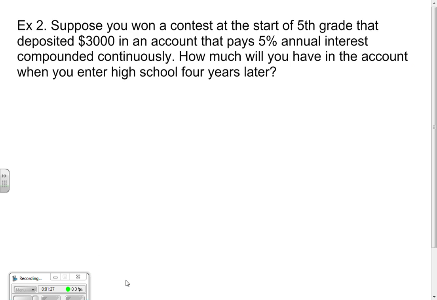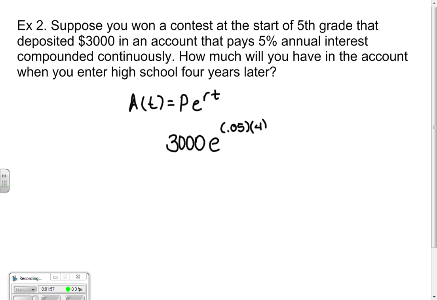Suppose you won a contest at the start of 5th grade that deposited $3,000 in an account that pays 5% annual interest compounded continuously. That compounded continuously means we need to use the formula that has P times e to the RT. So $3,000 is what you put in, that's your principal. It says I have a rate of 5%, which is 0.05, and they want to know how much will be in the account when you enter high school 4 years later.